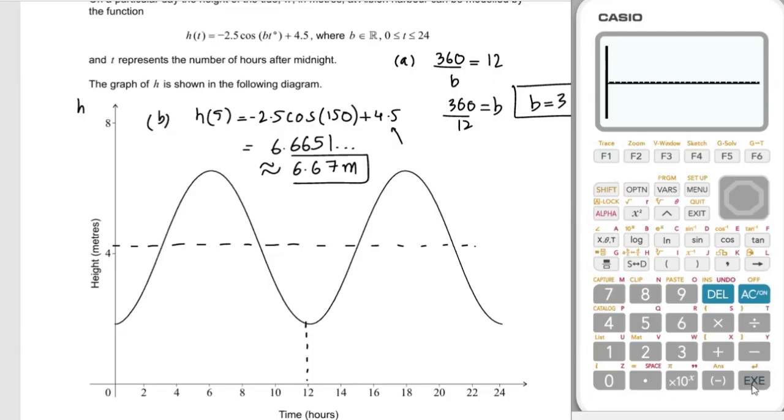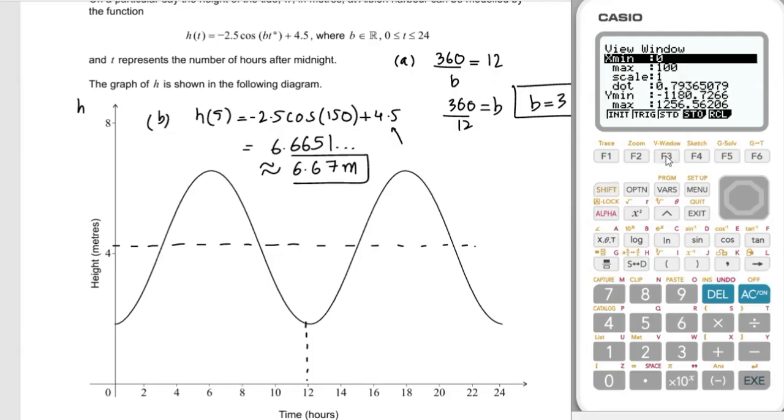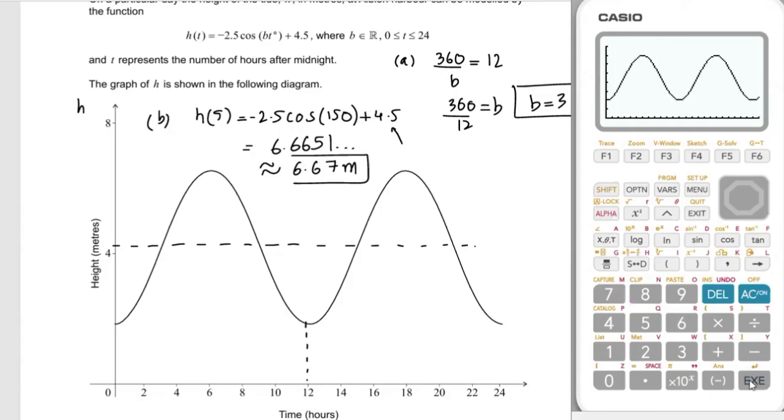Now it doesn't seem correct, so go to your viewing window and make your domain, let's say 0, that's fine, to 24. Okay, and you can check the y limits are also given. Mine is way off. So let's check: make the minimum value 0 and the maximum value 8. And now let's see what we get. That's fine, that's a perfect graph, right?